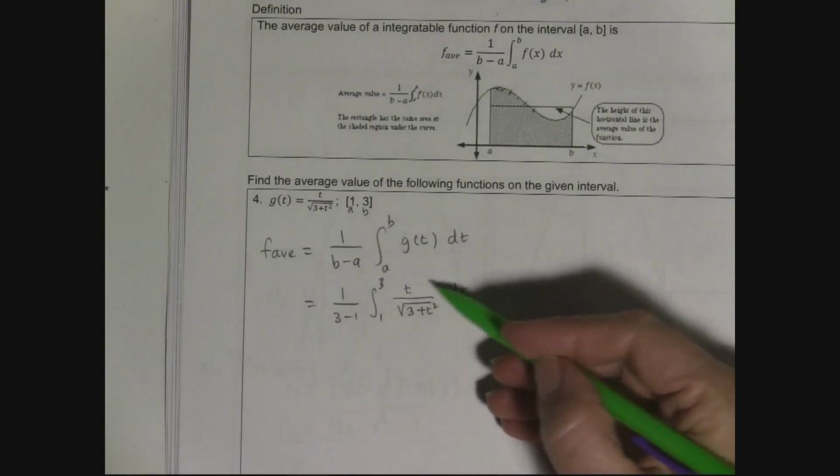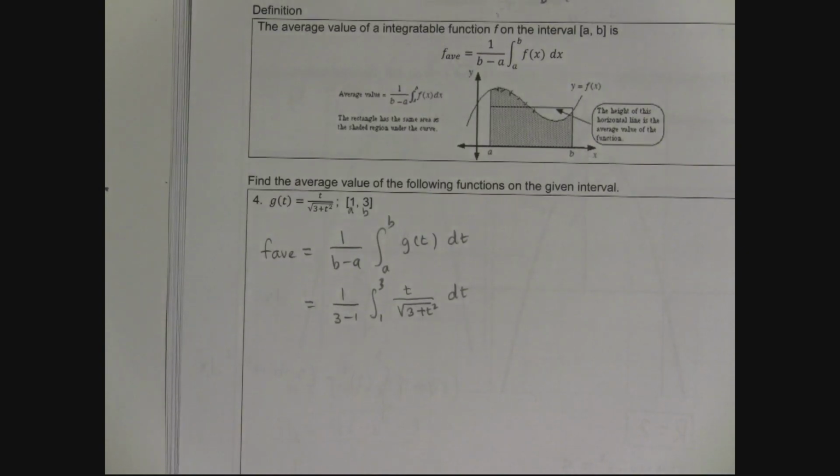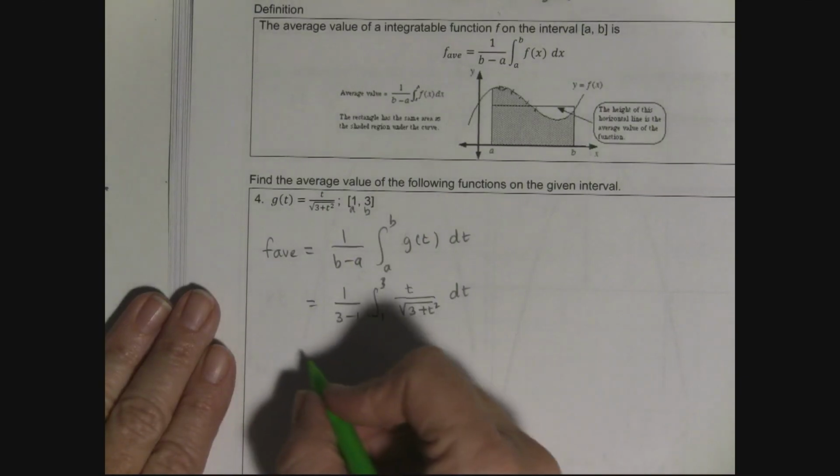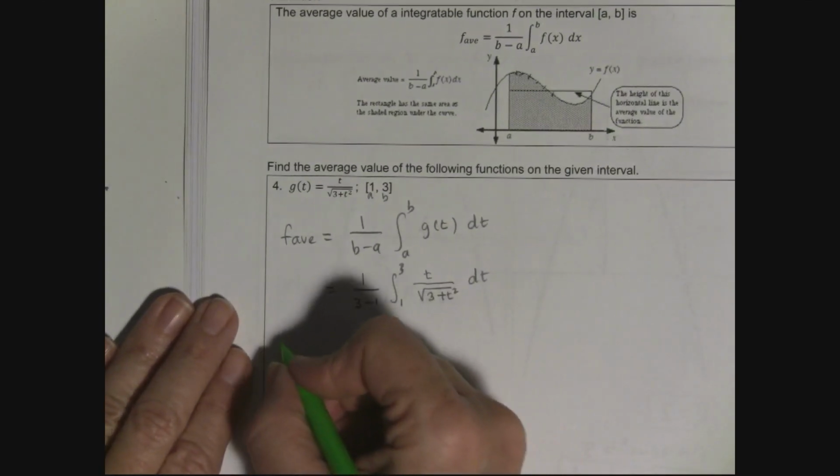So I can't divide this. And so since I can't divide this, I'm hoping that a u substitution will work. And I want to let u be the inside function. And I have a square root. And so inside the square root is 3 plus t squared. So I'm hoping that that's going to work. And so this is kind of my plan.